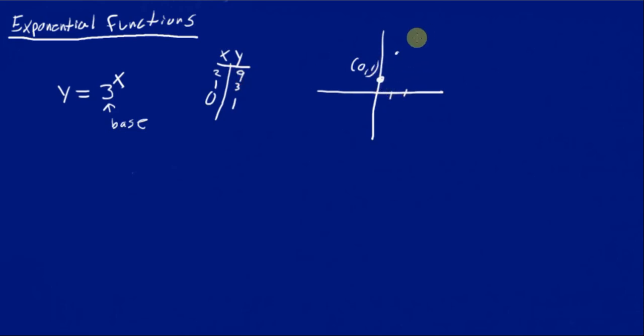Things that grow exponentially grow very, very fast. That 9 is probably even off the screen up here. So it's growing very rapidly. It's not a straight line up there.